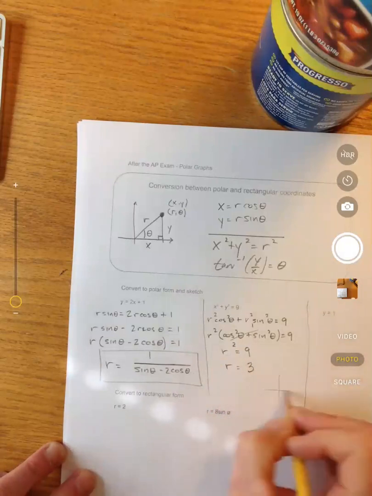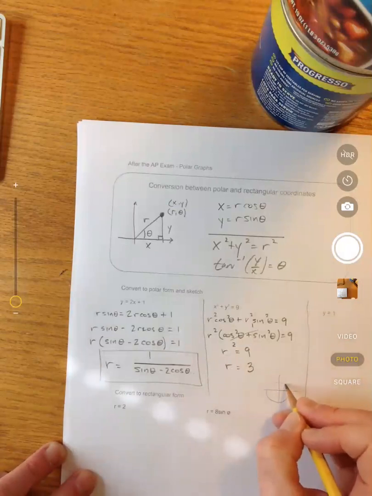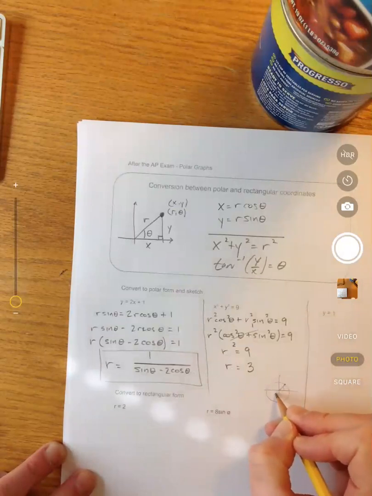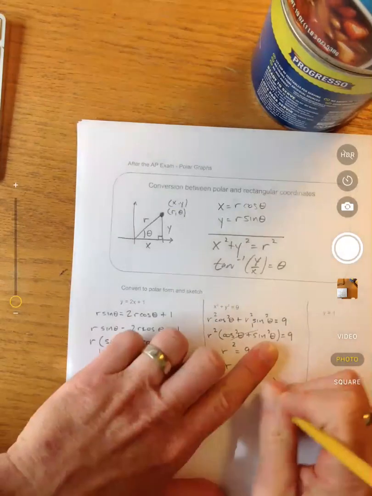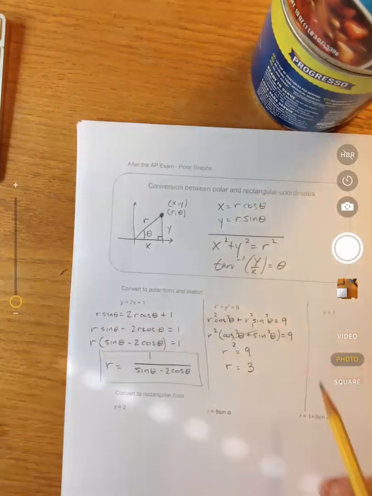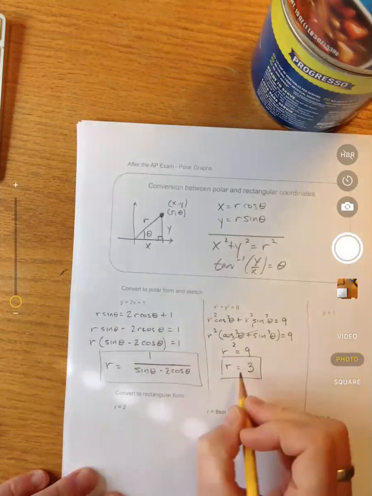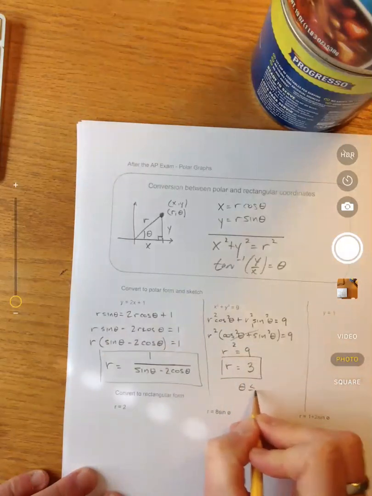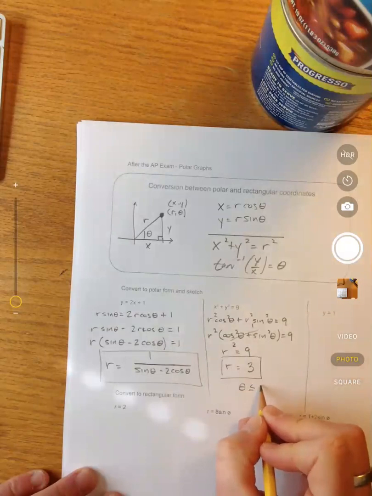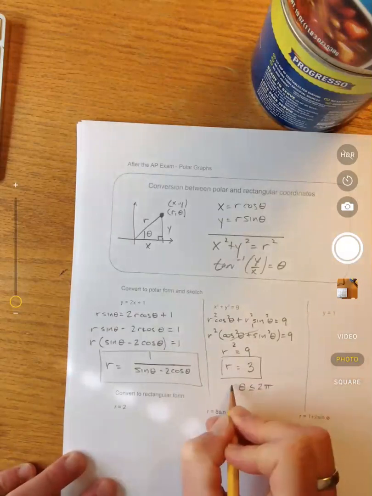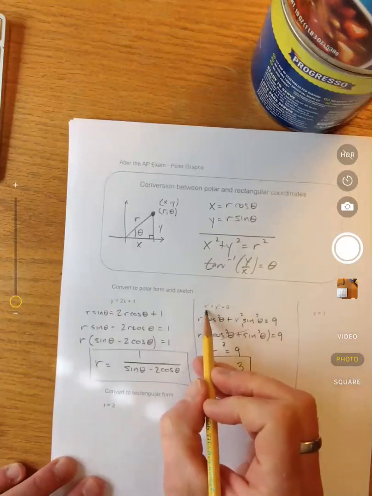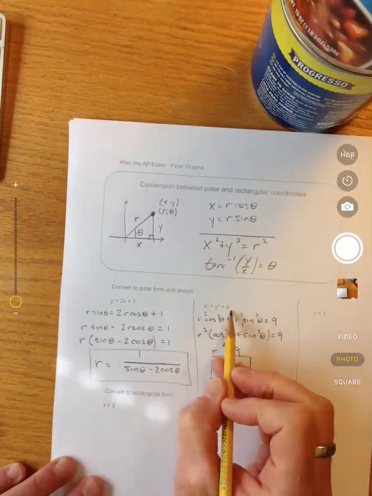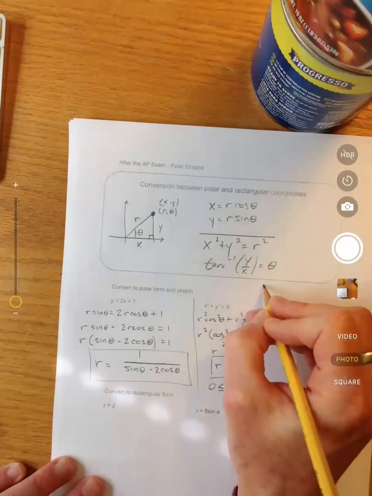When we were looking at things yesterday, if I'm plotting this point, this would be a positive r value. But if I had this angle and coming around in the opposite direction, that would be a negative r value. So what I would have to do is let theta be all the angles, in this case from 0 to 2 pi. Do we know what x squared plus y squared equals 9 looks like? What's that the shape of? Circle with a radius of 3.